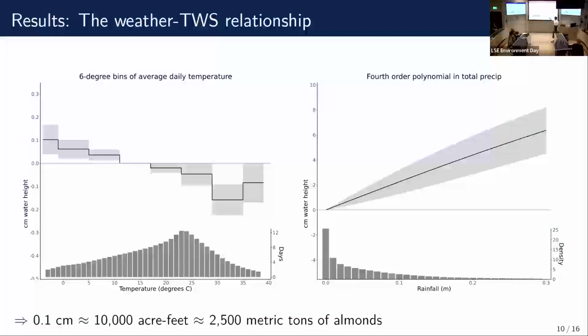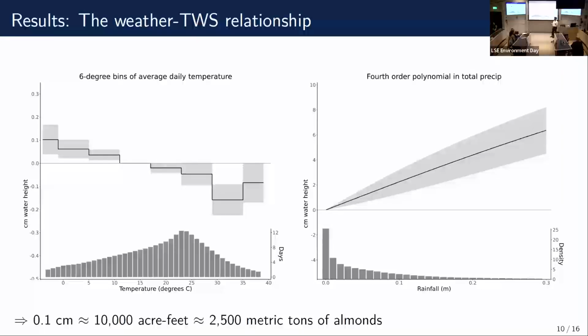Great. So this is on the left here, the response of total water storage to changes in temperature. You can see a fairly linear relationship on average across our entire sample. In particular, at a very hot 40-degree, between 35 and 40-degree day, we see about a 0.1 centimeter drop in water heights. So that means 1 centimeter of water spread over an entire grid cell lowers by 0.1 centimeters on a particularly hot day.